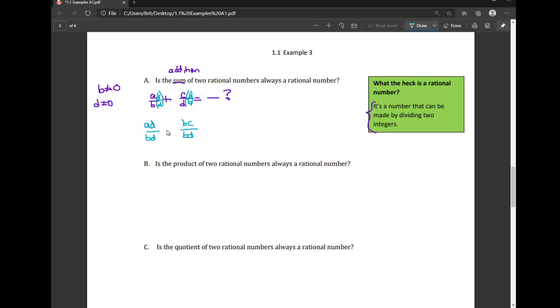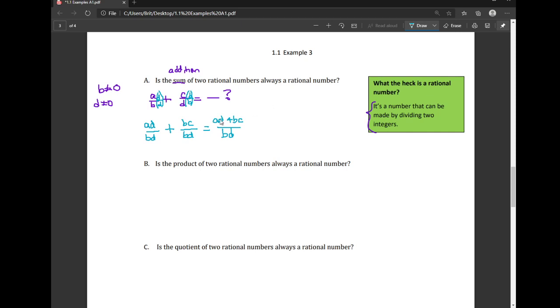Now I'm going to go ahead and add them together and see if the resulting fraction is still rational. When I add together fractions, that common denominator stays as the denominator, and then I add together the two numerators. I add AD plus BC.